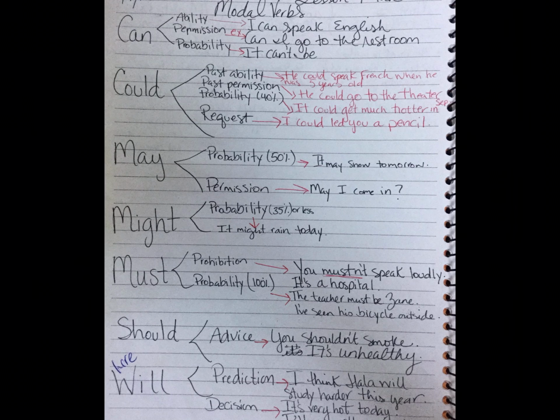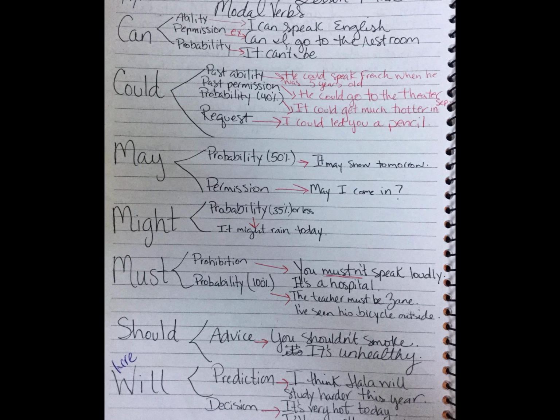Probability: the teacher must be Zain. I've seen his bicycle outside. The teacher must be Zain. I've seen his bicycle outside. You know, because you've seen the teacher's bicycle outside, you know that the teacher is there. Should, we use it for advice. You shouldn't smoke. It's unhealthy. You know, should for advice.